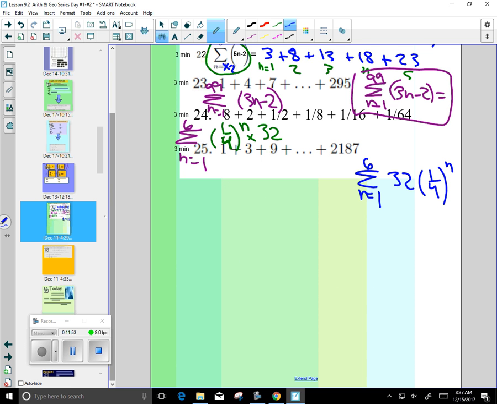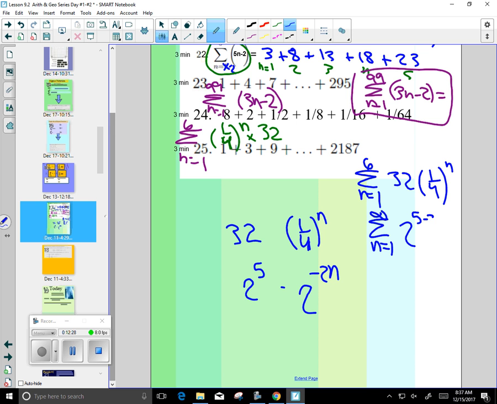Do you like doing things the fancy way? No? Don't do it. I'm going to just show you the fancy way. 32 is the same as 2 to the 5th power. What is 1/4? That's 2 to the what power? Negative 2. And then if this is to the n, this is to the n. So you have 2 to the 5th times 2 to the negative 2n. If you want to be fancy pants, everybody does, it's going to be 2 to the 5 minus 2n.